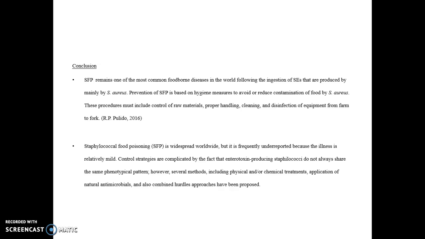Staphylococcal food poisoning is widely spread around the world, but is frequently underreported because the illness is relatively mild, and some control strategies are complicated by the fact that enterotoxin-producing staphylococci do not always share the same phenotypic pattern as others. However, several methods, including physical or chemical treatment and even application of certain natural antimicrobial agents, and following certain practices, can take care of this and it can be avoided.